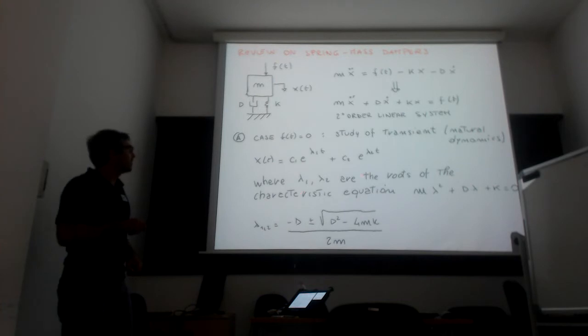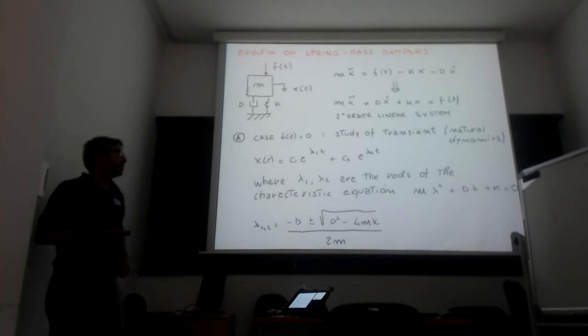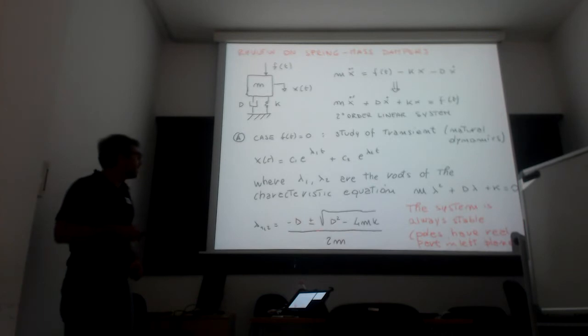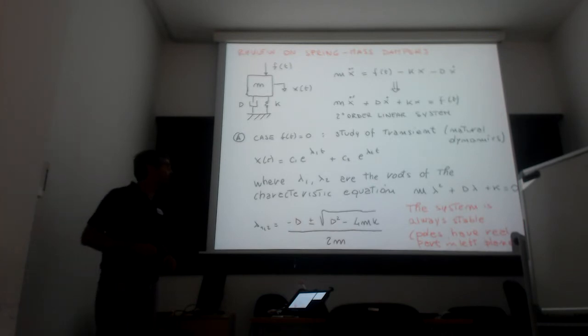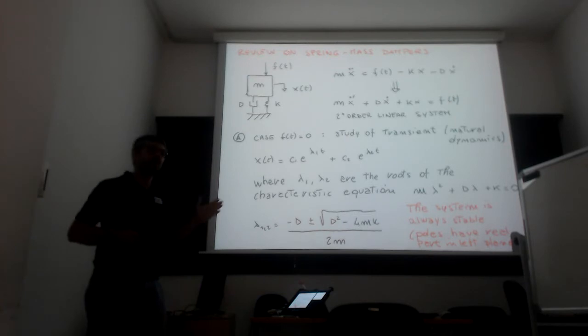We have two eigenvalues because we have a second order system, that are the roots of the characteristic equation, written like that. And these eigenvalues have a real part that is always negative. This means that such a system is always stable because the poles have a real part in the left half of the plane.